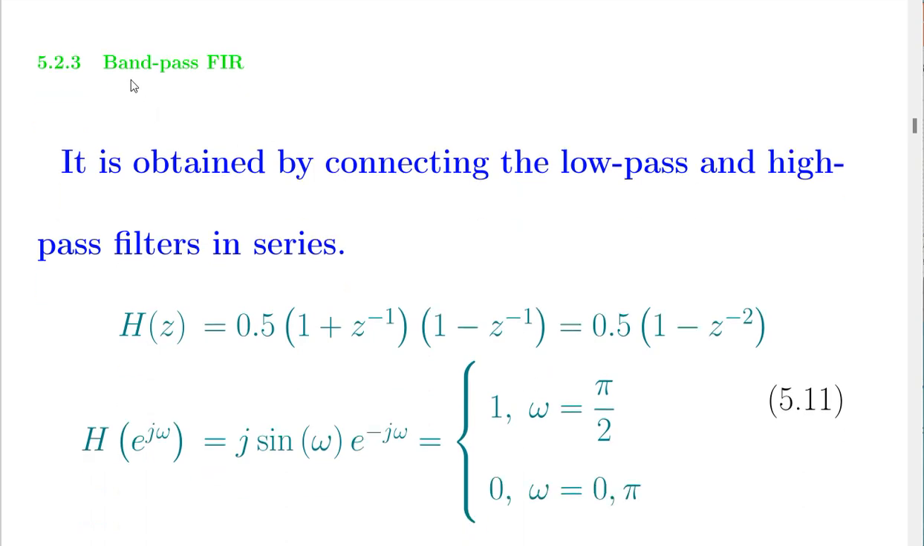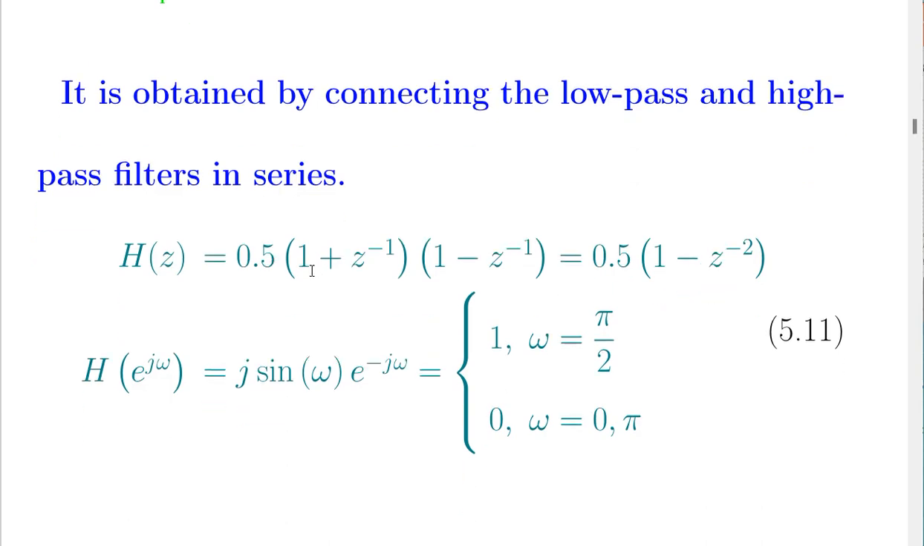Now, a simple idea about band pass FIR. It's obtained by connecting the low pass and high pass filters in series, or cascade. Here you see the first part is related to low pass and the second part to high pass. So you are cascading low pass followed by high pass. It will result in 0.5 times 1 minus z to the power of minus 2. No term for z minus 1.